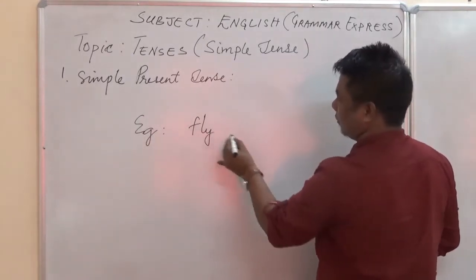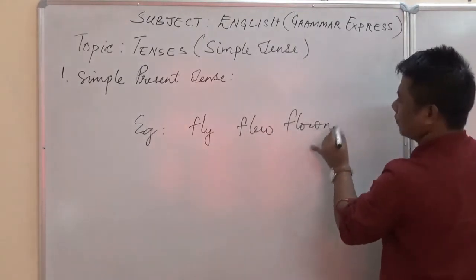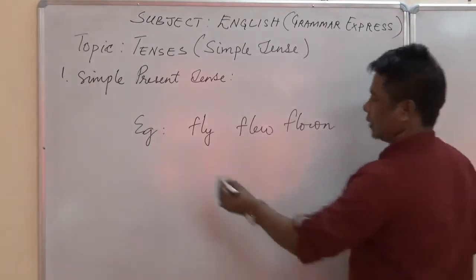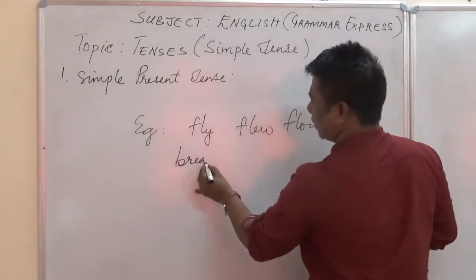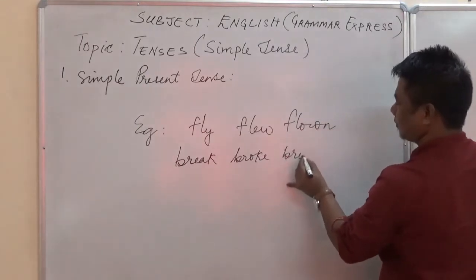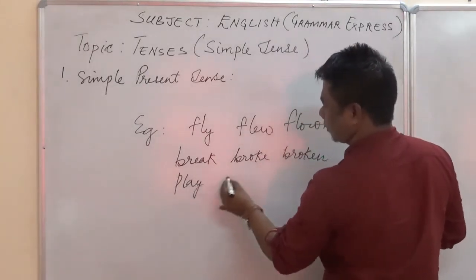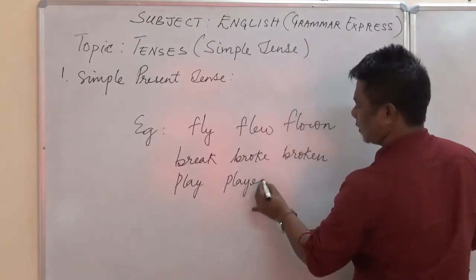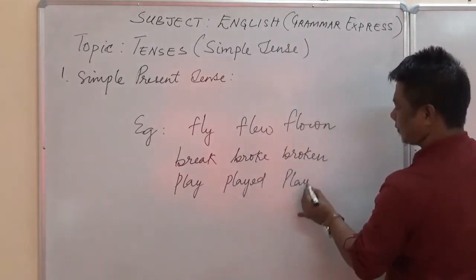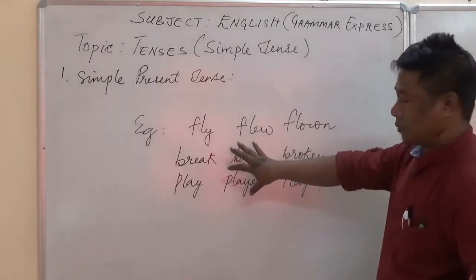For example, fly, flew, flown. Example, break, broke, broken. Or play, played, played, etc. Okay. Why is it important?